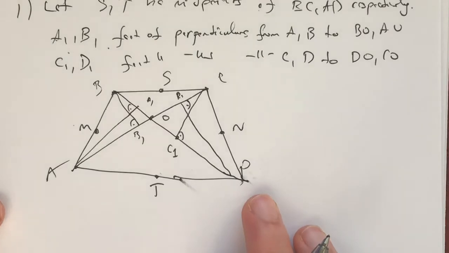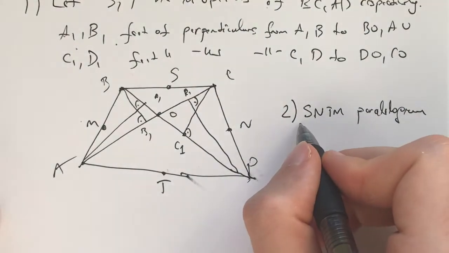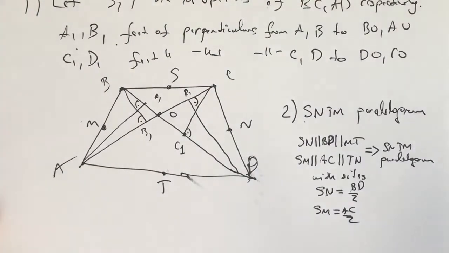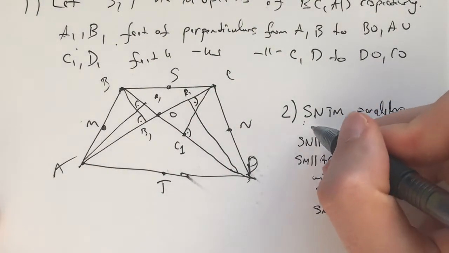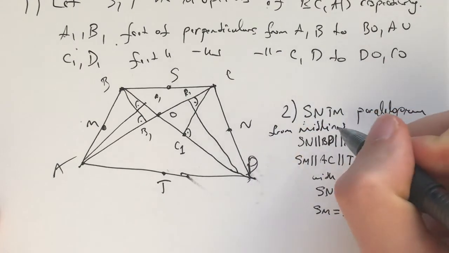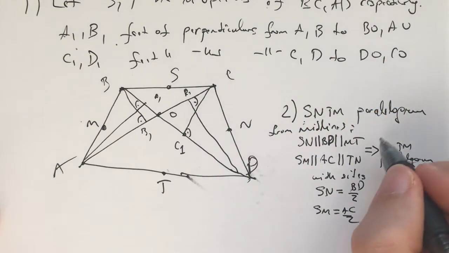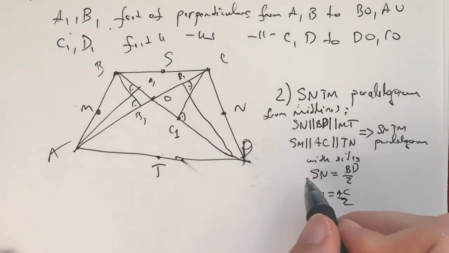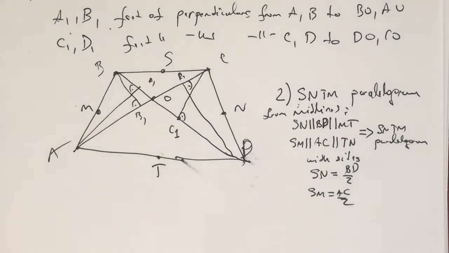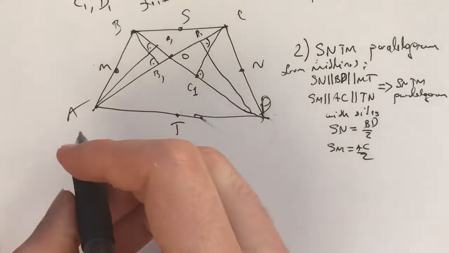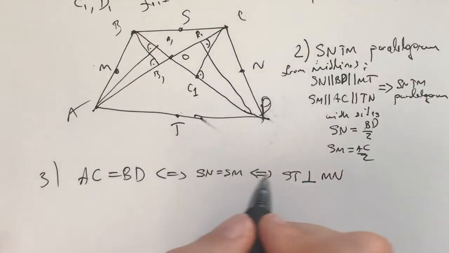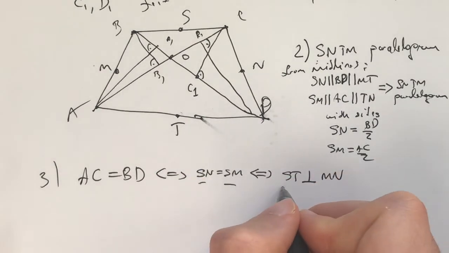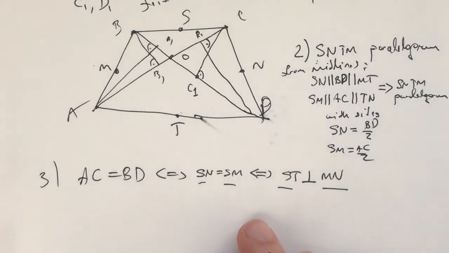And now with this, the first thing we do is we prove that SNTM is a parallelogram. And the way we do this is by using the midlines. From midlines we have this, which makes SNTM a parallelogram. And we have that with the sides BD half and AC half. And from here, what we can say is that AC is equal to BD if and only if SN is SM, and this is true if and only if ST is perpendicular to MN.